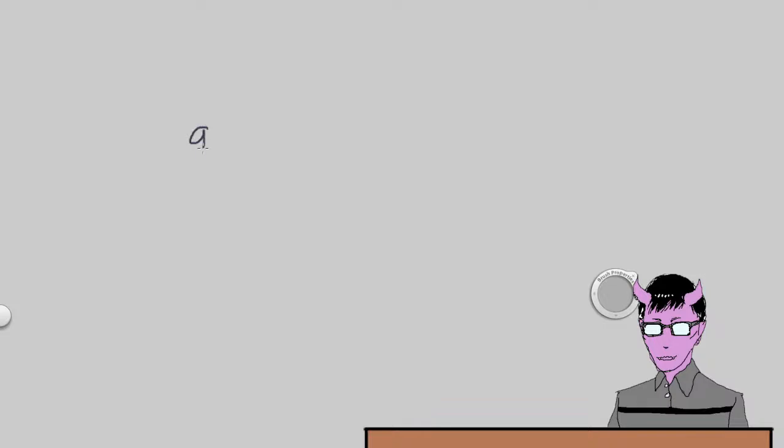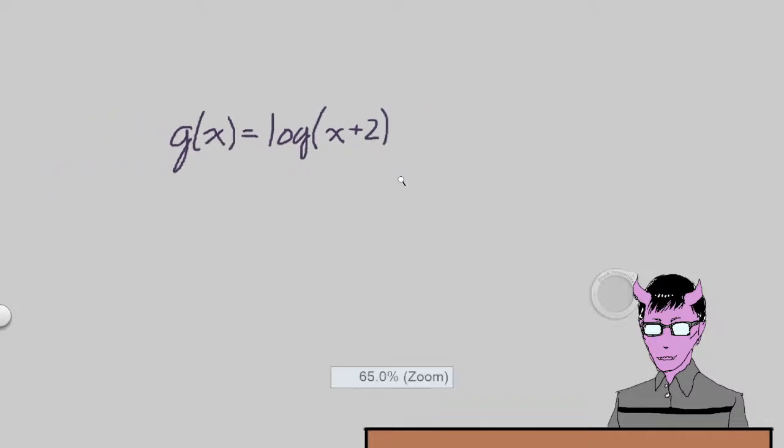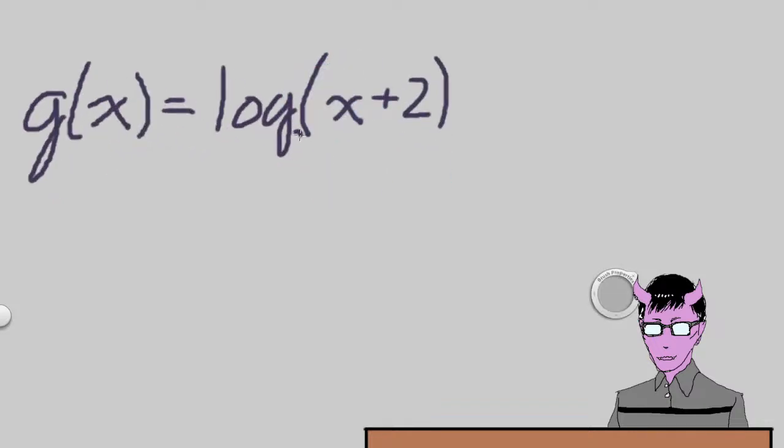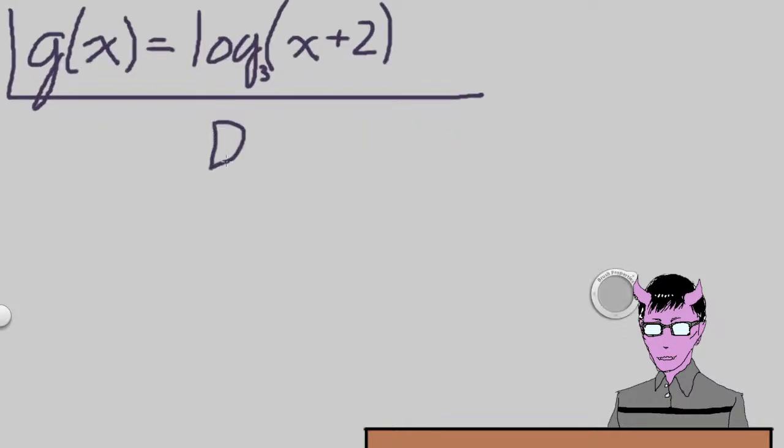Alright, looking at the next one, let's talk about g of x. Now we're going to do something a little funky. It'll be x plus 2. Now this is going to be base 3, not base 2 anymore, log base 3. But our considerations are still the same thing. And depending on how you want to operate, let's do domain and range first.